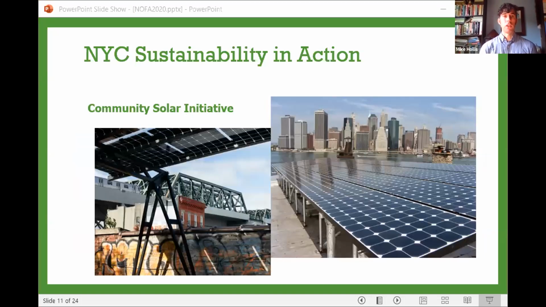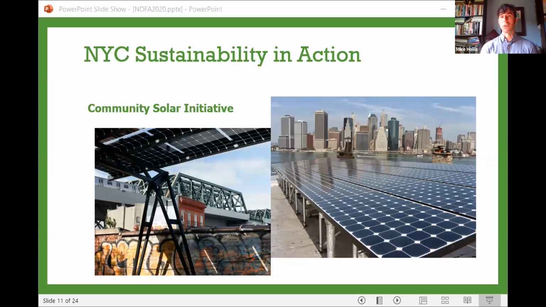Another initiative to mention is the Community Solar Initiative. This gives a tax credit for solar installations on properties, even if the panels are owned by a third party. So if you have a rooftop, or if your building has a parking lot, you don't need to put in any of the cost of installing solar if you don't want to, but you can rent that space to someone that might be interested in installing solar panels.